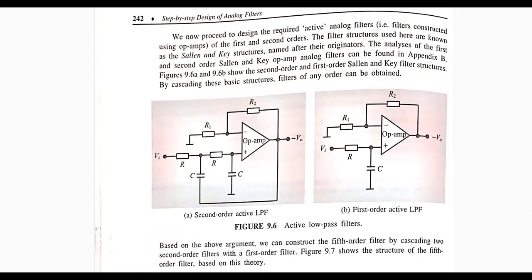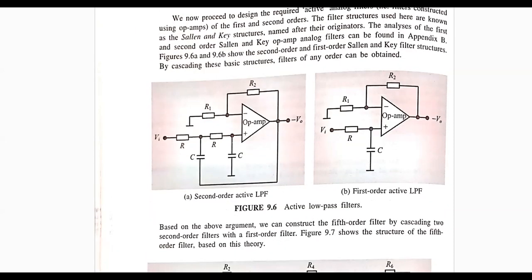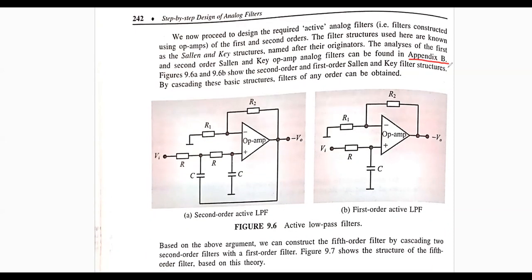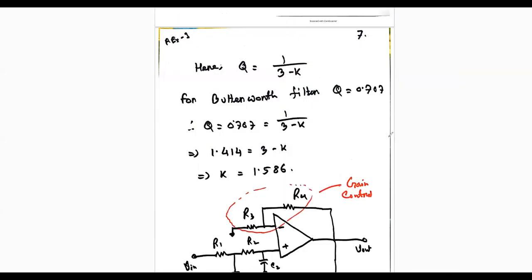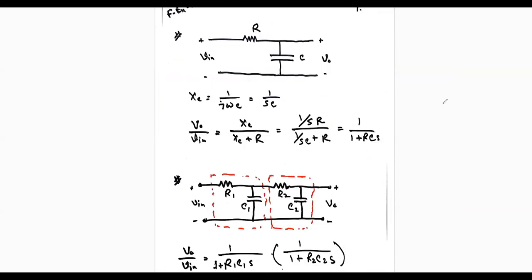There are different structures, and the Sallen-Key structure is one of the famous structures for this kind of filter. To analyze the Sallen-Key filter, in the appendix they are giving some guidelines. I also prepared some guidelines for the Sallen-Key filter. This is an extra note, so I'll provide the extra note.